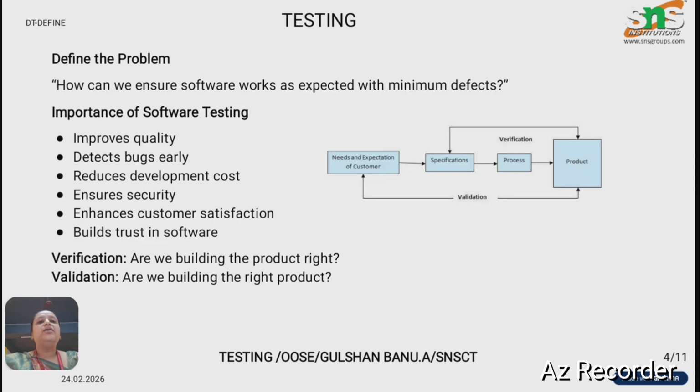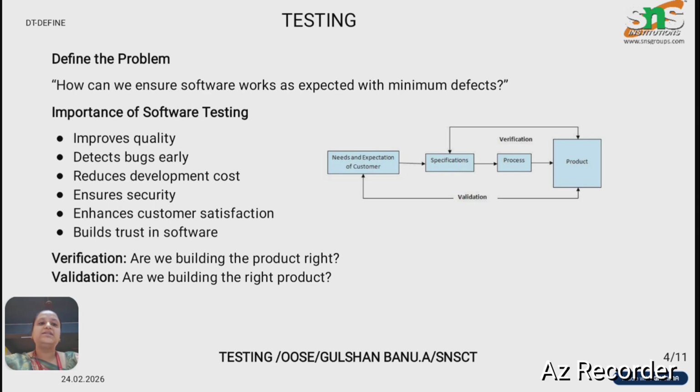So when you have the software testing process, you have to ensure that these are the important points of how the software testing has to be done. First, you should have the improvement of quality. Next, you have to detect the bugs. Next, you have to reduce the cost. Next, security, and the other thing is customer satisfaction. Then the other thing is you have to build trust.